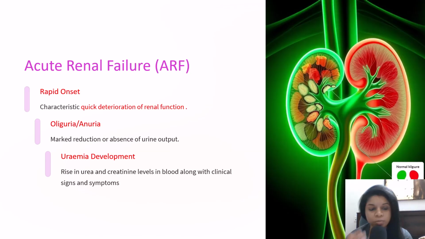So acute renal failure, by definition, is rapid onset, quick deterioration of renal function, which is characterized by oliguria or anuria. Oliguria means a less amount of urine is excreted. Anuria means there is no urine coming out of the body at all. And then later on, the patient will develop uremia. Uremia is the biochemical abnormality of increase in blood urea nitrogen and creatinine, along with clinical signs and symptoms. So, to repeat, acute renal failure is a rapid onset, quick deterioration of renal function, characterized by oliguria or anuria, and later on, uremia develops.